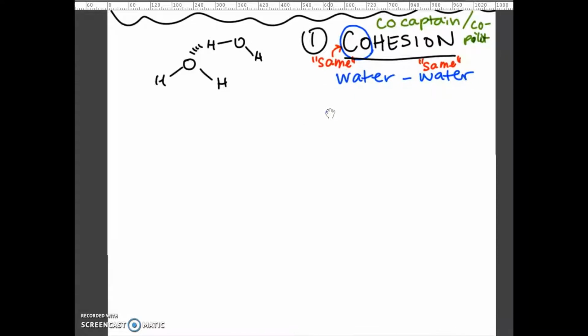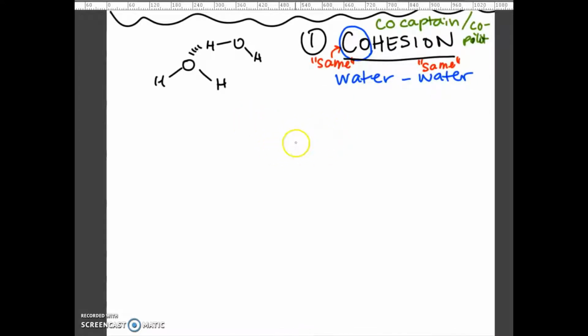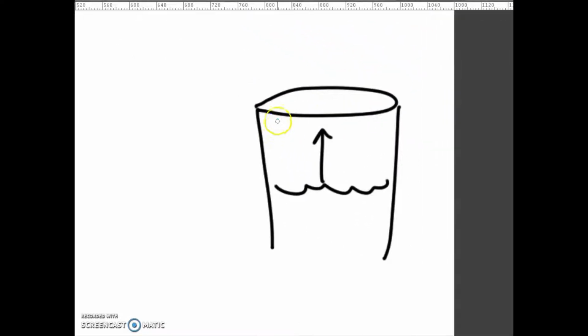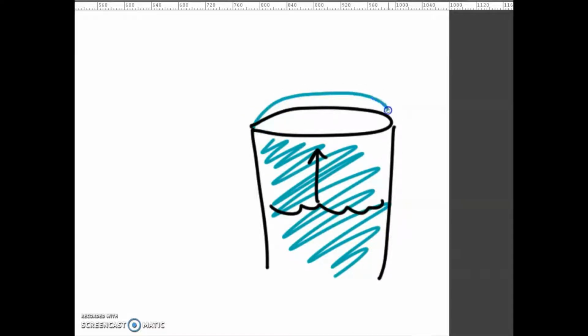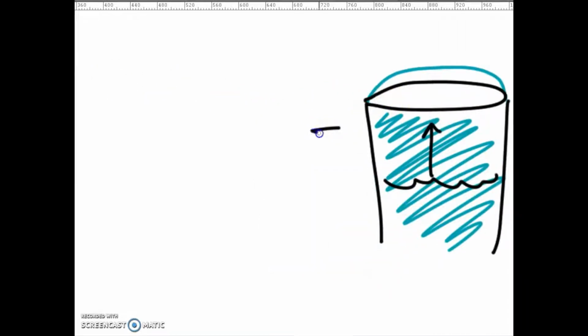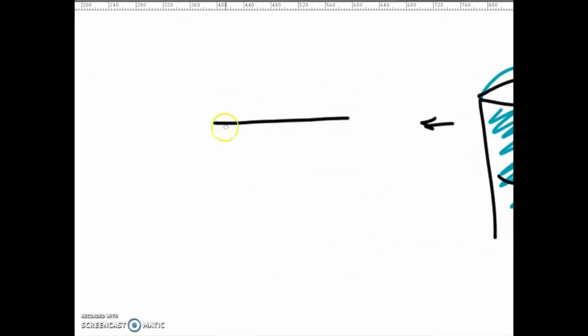What does cohesion do for you? When you have a surface of water, for example, on top of a glass, you have a glass. I did not draw it very well. You have a glass, and you fill it up with water. But when you fill it up all the way to the top, now you might see that on the top of your water it kind of looks like a bubble. So if you were to zoom in, you might see at the top of the glass a bubble that forms.